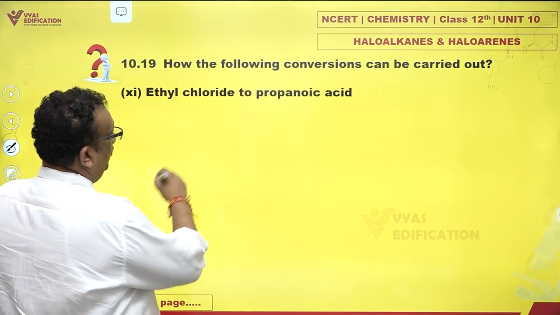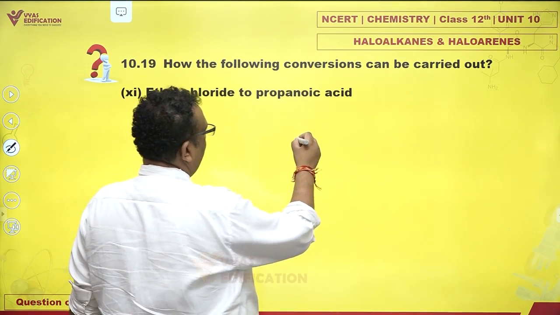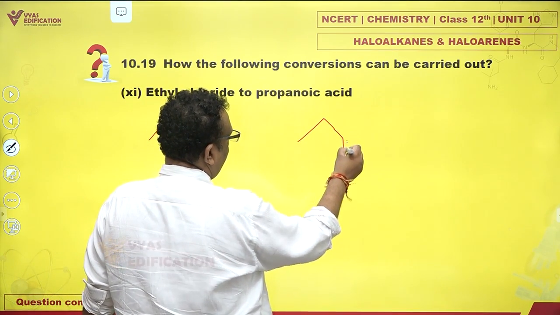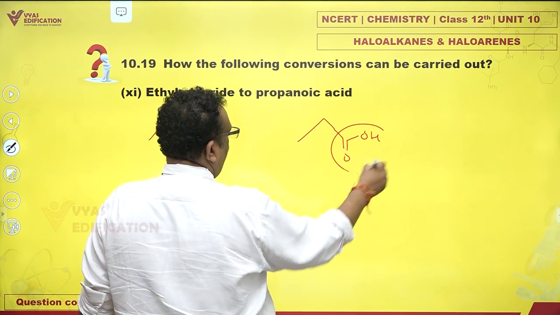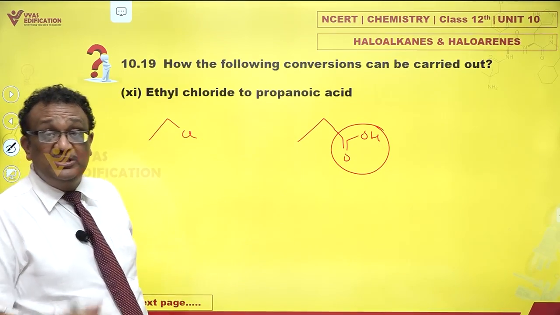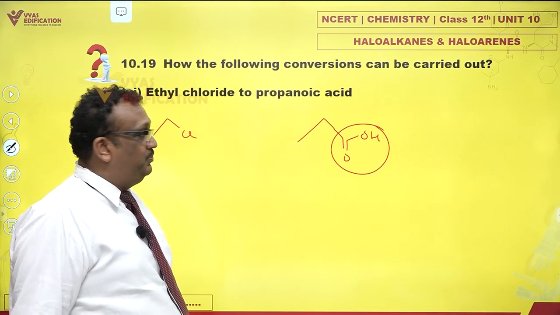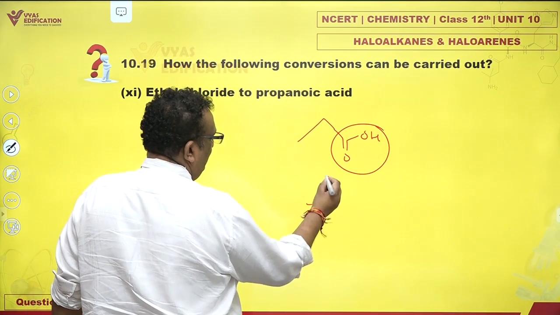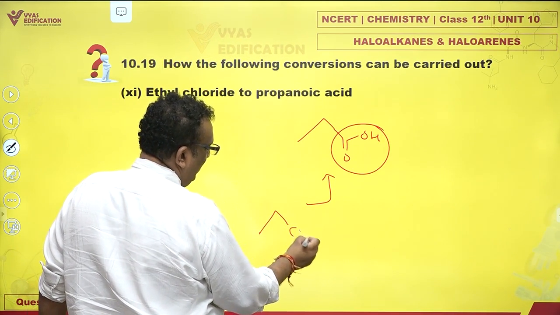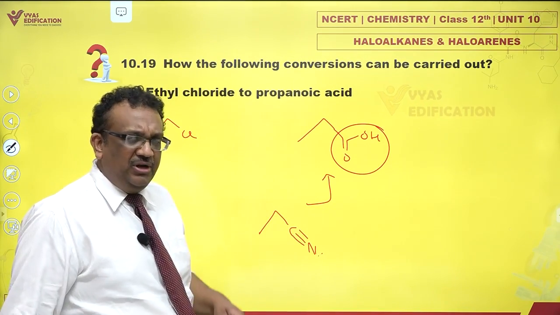Ethyl chloride to propanoic acid. We just did something very similar. From 2 carbons, you are going to 3 carbons. That means you have to add 1 carbon and it has to be COOH group. Imagine you have cyanide here. When you imagine COOH, imagine cyanide. That's a trick.